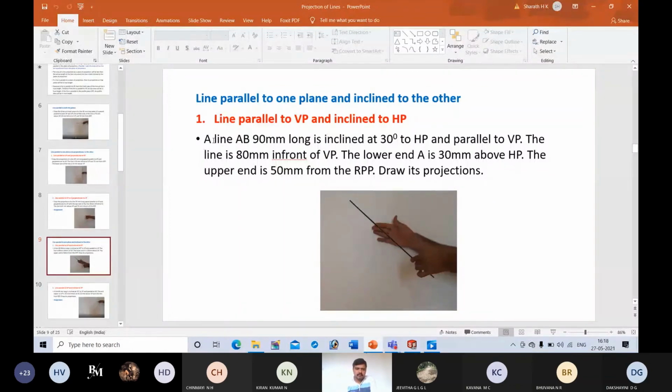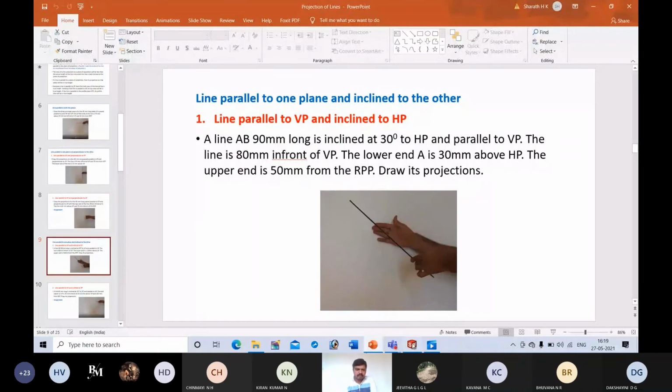Okay, I will consider this problem, a line AB. Here they have named the line as AB. If they have not named the line, we can name it as AB, BC, PQ, IJ, whatever we want. Next, a line AB 90 mm long is inclined at 30 degree to HP and parallel to VP. The line is 80 mm in front of VP. The lower end A is 30 mm above HP. The upper end is 50 mm from RPP. Draw its projection. This is the given data.